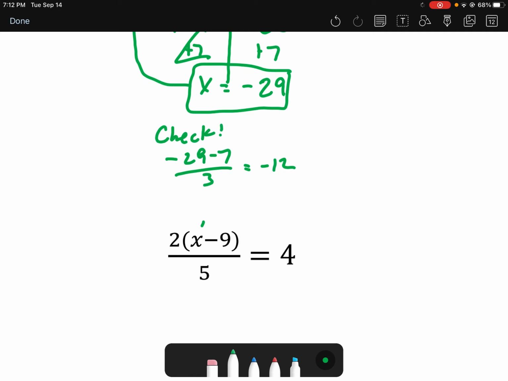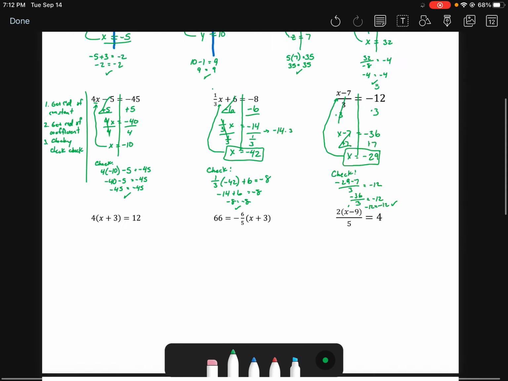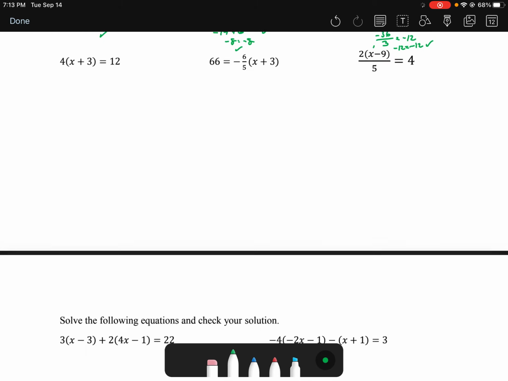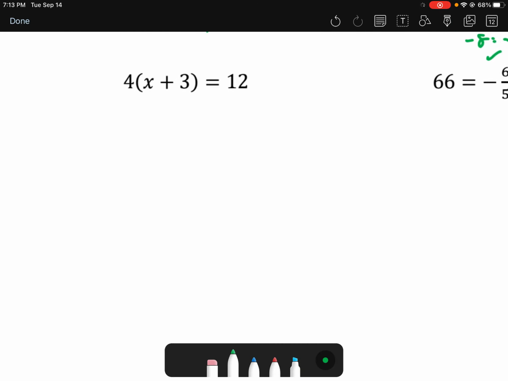Order of operations, we're going to simplify the numerator first. I have negative 29 minus 7, negative 36. And then I'm dividing that by 3, which is negative 12, and that checks out. And there they are, they're so cute. We could just jump this up a little bit.